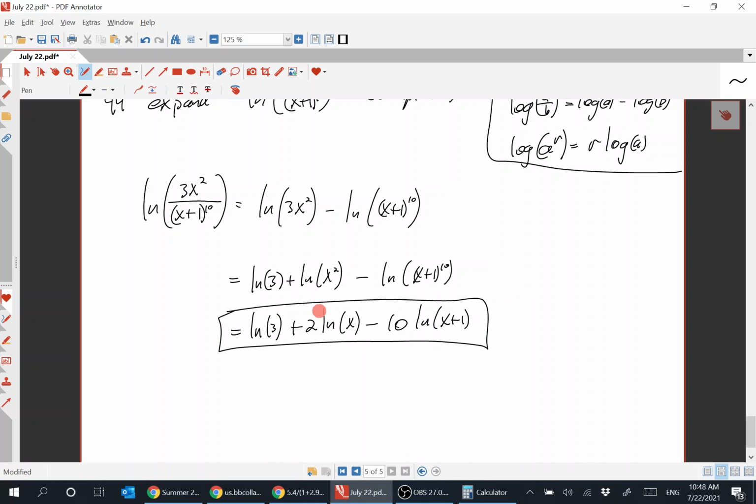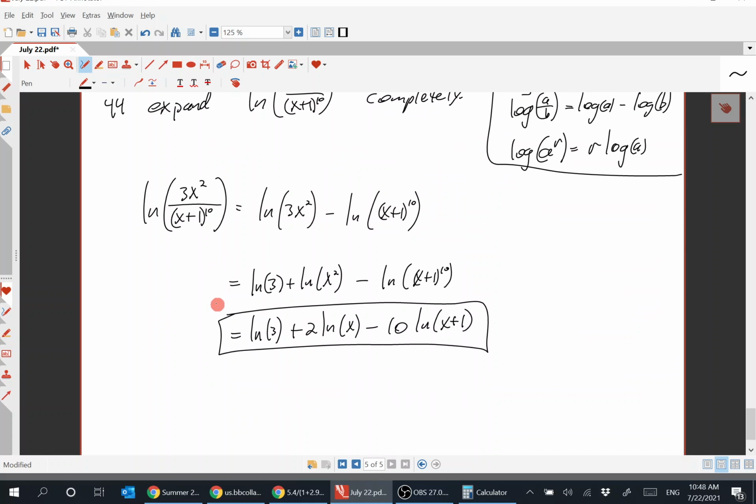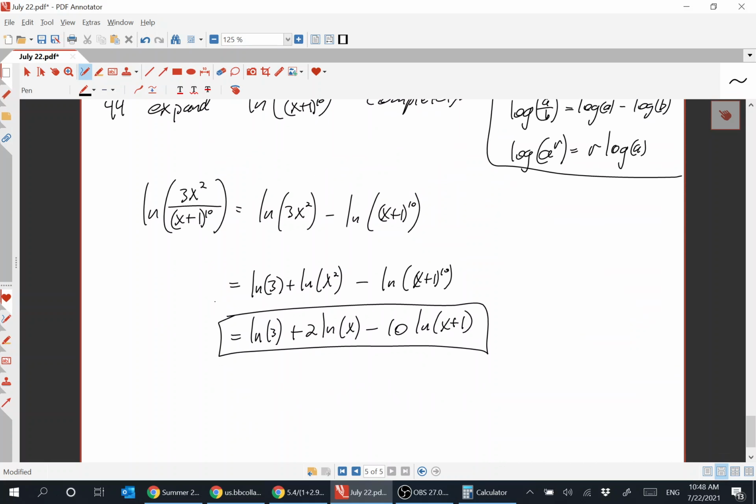So within each of these three log expressions here, there's no multiplication, division, or exponentiation within the argument that we can otherwise deal with. Now, there is an addition inside here, but there's no way to simplify log of a plus b. It's log of a times b that has this expansion. Log of a plus b, no, there's nothing you can do with that.